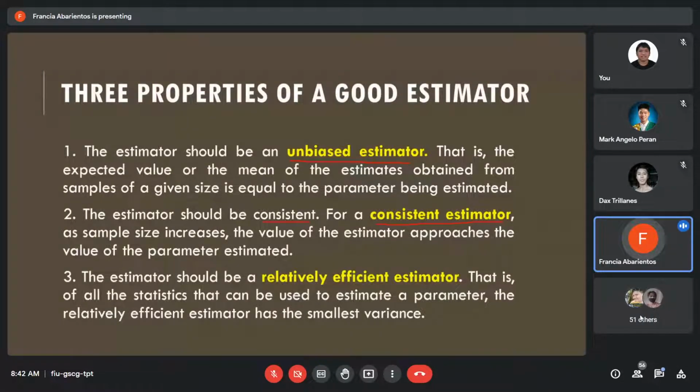As well as the third one, the estimator should be relatively efficient estimator. Why? Of all the statistics that can be used to estimate a parameter, the relative efficient estimator has the smallest variance. Yeah. Pasok si variance. So we have the three properties of a good estimator. First, the unbiased estimator. The second, the consistent estimator. And the third one is the relatively efficient estimator.